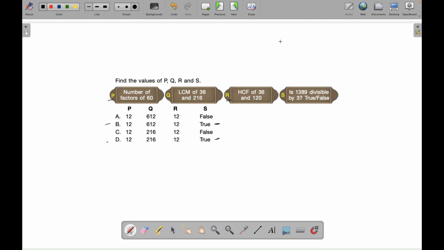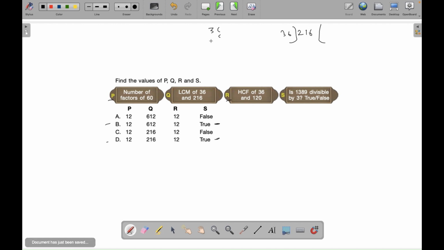So 216, is it divisible by 36? Again, you just check the unit digit, right? So you just try to divide this by the unit digit. So 6, what should I multiply 6 with so that I get 6 as the unit digit? Right, so what I'm doing is 216 divided by 36. It is 6, so I should multiply this with 6.